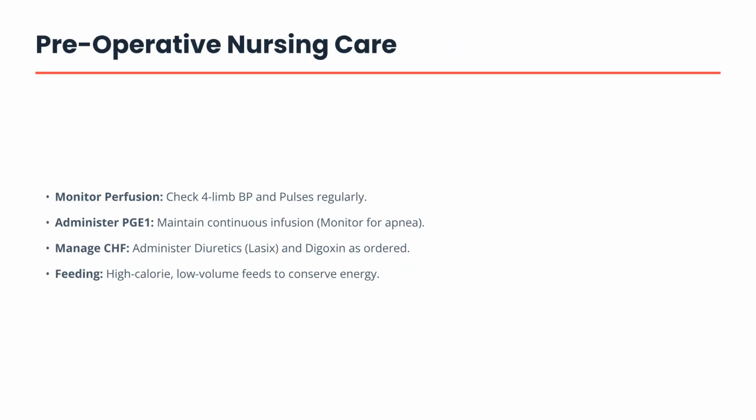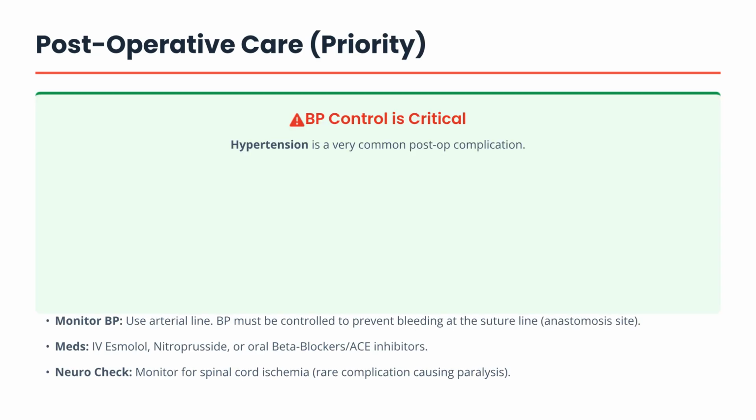Preoperative nursing care focuses on monitoring perfusion by checking forelimb blood pressure and pulses. Administer prostaglandin E1, monitoring closely for apnea, and manage heart failure with diuretics and digoxin. Provide high-calorie, low-volume feedings. Postoperative care prioritizes strict blood pressure control, as hypertension is a common complication.